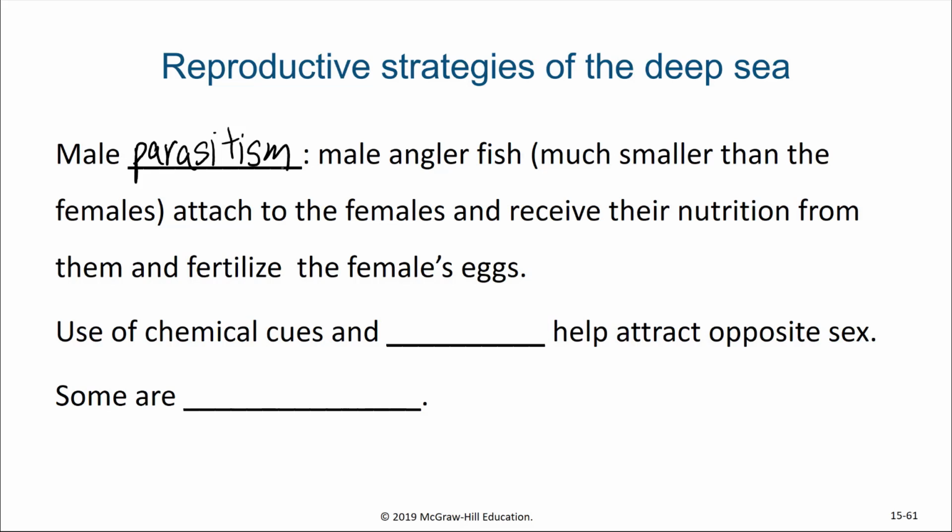Some deep-sea fish will use chemical cues and pheromones to help attract the opposite sex. And there is a higher incidence of hermaphrodism, because with so few individuals in the area, finding a member of the opposite sex may be less likely than simply finding another member of your same species.